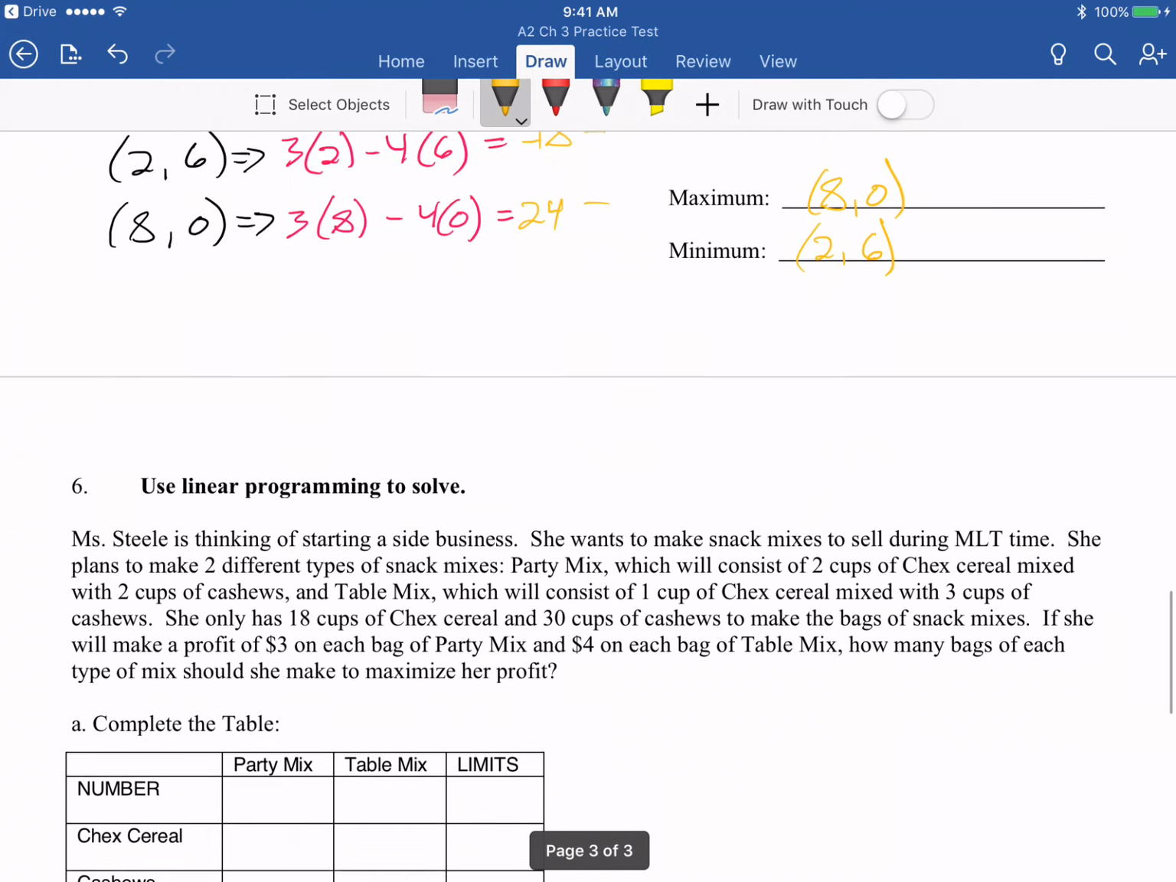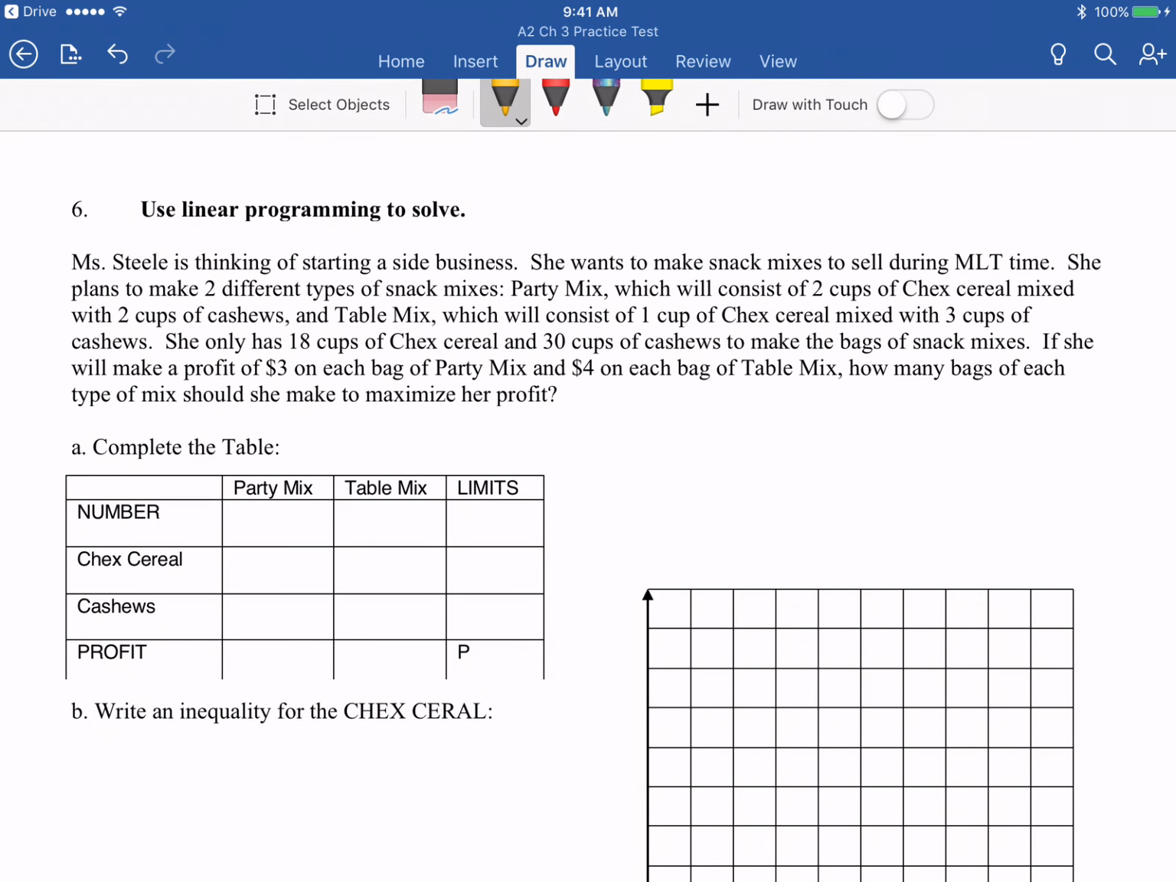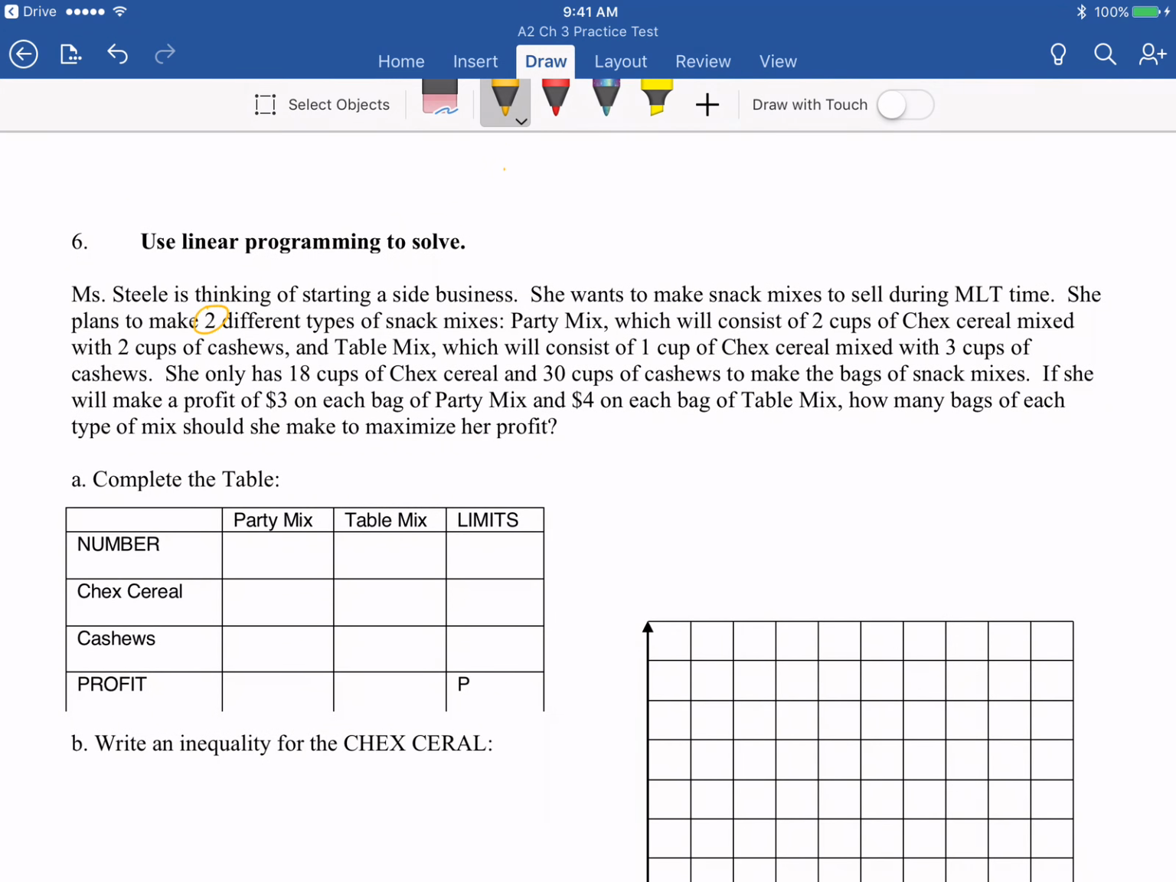All right, awesome. Let's go on to the very last one, this great linear programming problem. I like to circle all my numbers. I'm going to need to use them. You guys can read through this on your own, but let's go through here and see what we got. So we got 18 cups. We got $3 per bag. We got all these great things.